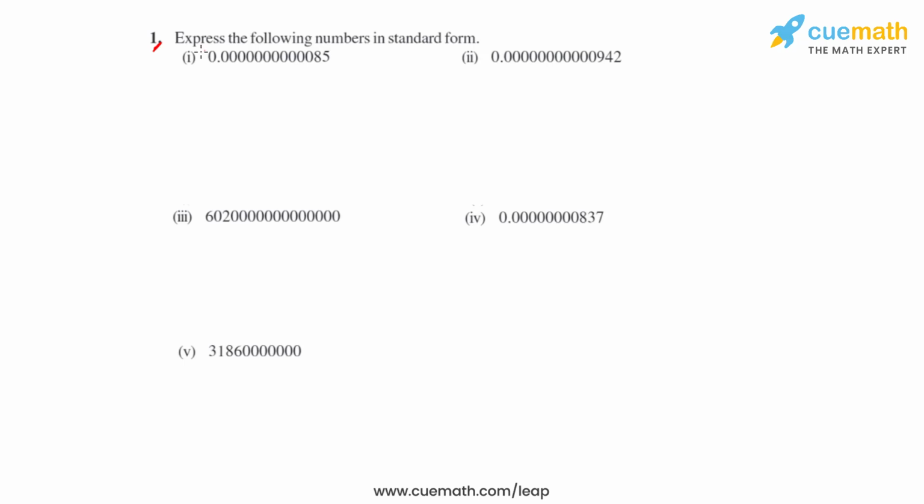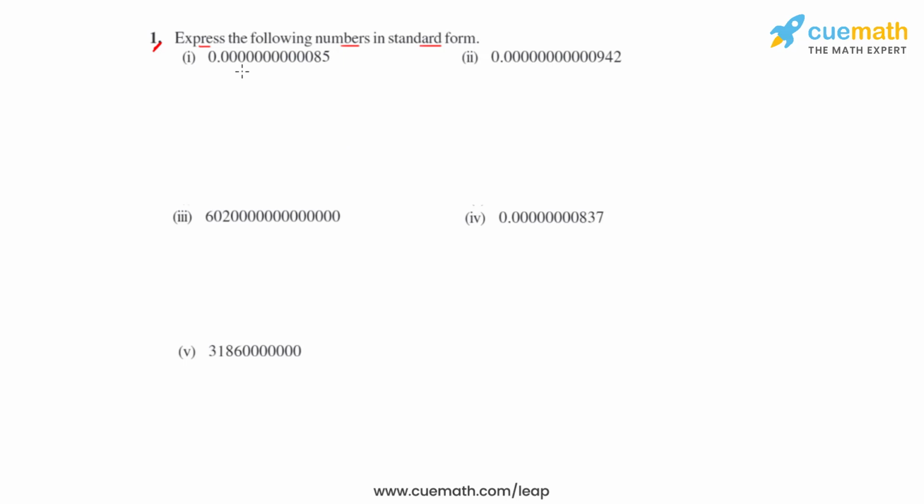Question number 1 says express the following numbers in the standard form. So before we start expressing each of these numbers into standard form, let's have a quick recap of what is a standard form. A number is said to be in standard form if it is expressed as the product of a number which lies between 1 and 10 and the integral power of 10. So we will start with the first bit.